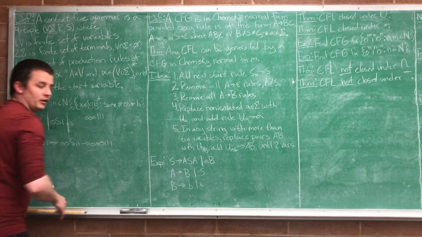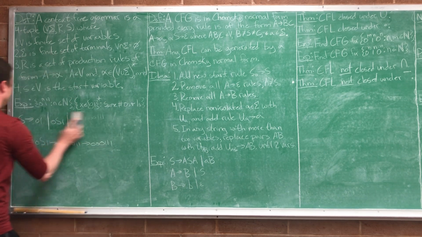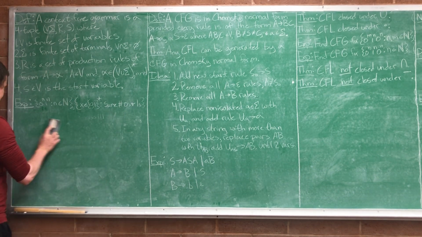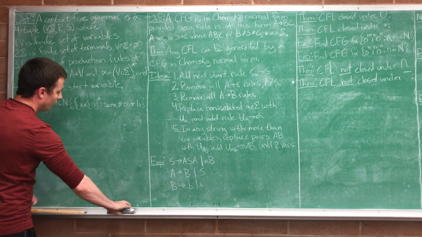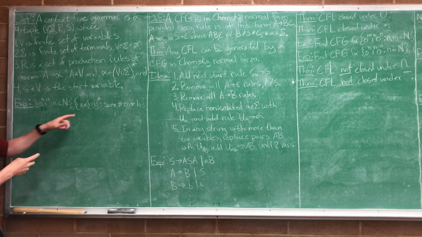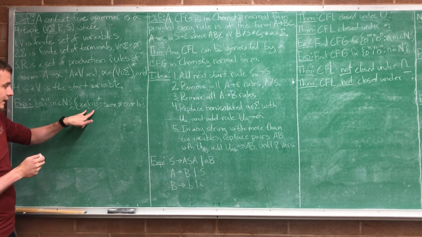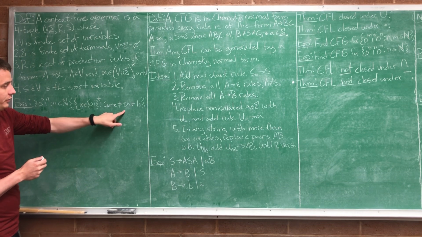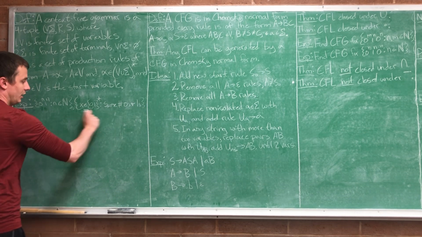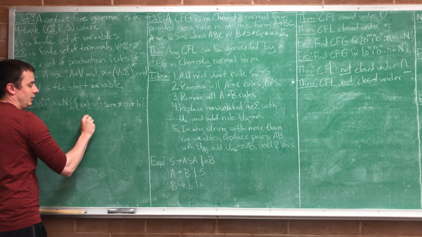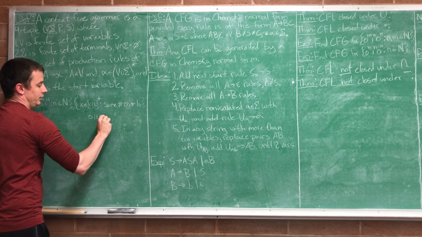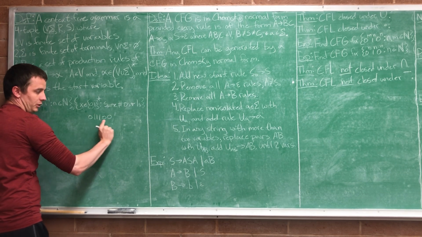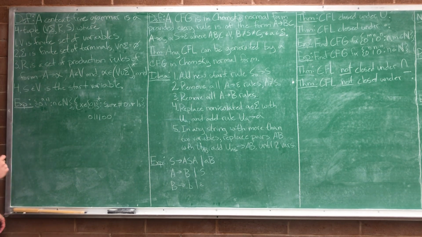Okay, so let's try one that's a bit tougher. So this time, I want the language where x is a binary string with the same number of zeros and ones. So for example, an example of a string in this language is 0, 1, 1, 1, 0, 0. Notice we have the same number of zeros and ones. Okay? Understand the grammar? All right, so let's see if we can think of this one.